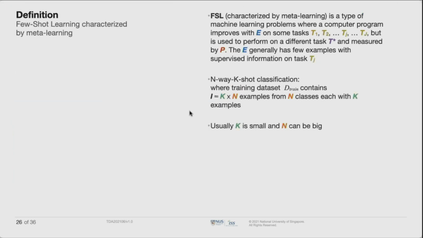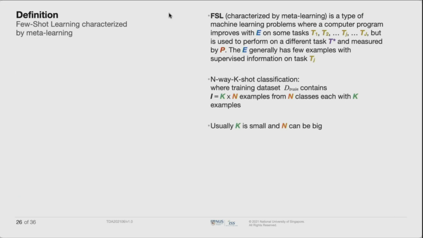The true, pure-blood version of few-shot learning is usually the one characterized by meta-learning. For today's talk, I will not discuss what meta-learning is, but this is how the definition of few-shot learning will be updated. Under this definition, the computer program improves with experience on tasks T1, T2 until Tj. However, at the end, what we want is to use the computer program to perform task T asterisk. Do take note, task T asterisk is different from tasks T1, T2 until Tj. You can see the computer program is trained on a set of tasks, but is used to perform a task different from the initial set of tasks.